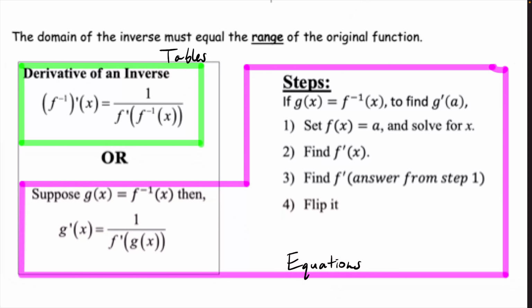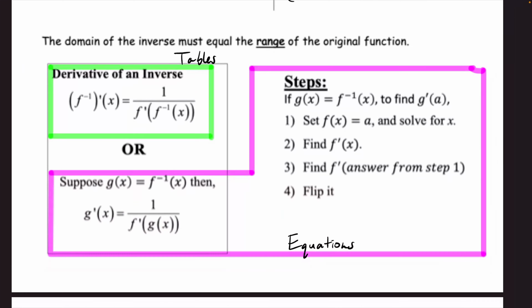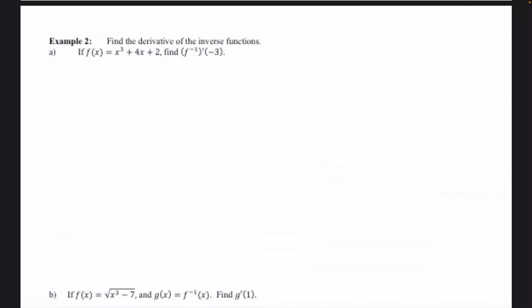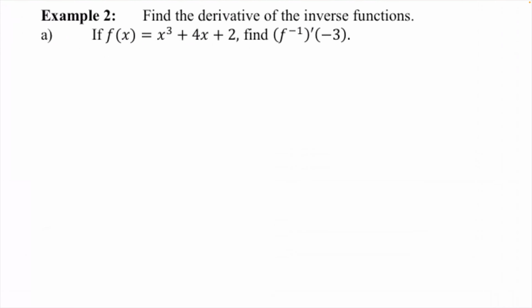Okay, can you do it? Yes, but keep it easy. Keep it as easy as possible. Okay? So let's take a look at one. Let's look at example number 2 on the back. Find the derivative of the inverse functions. So we have f of x, right? We know what f of x is. It's x cubed plus 4x plus 2.